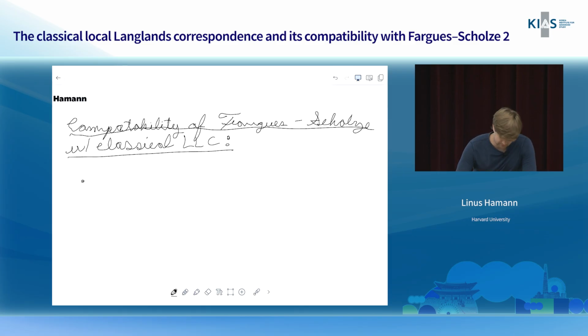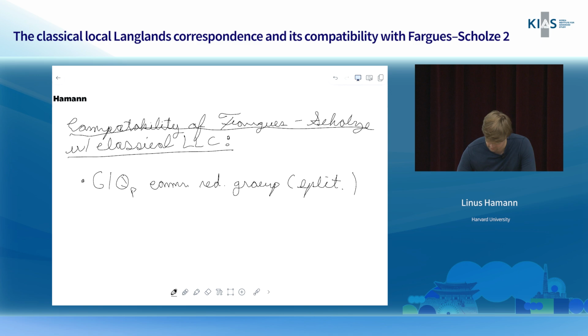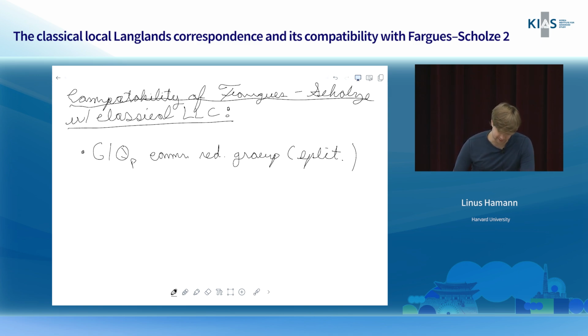All right, so I'm going to give myself G over Q_p, some connected reductive group, which I'm going to assume is split because life is short. And I'm going to be interested in discussing the local Langlands correspondence. So what does that involve?